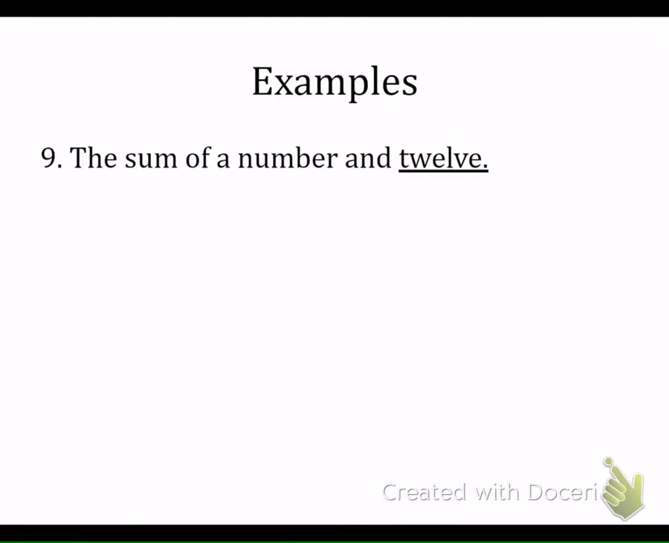So here is number 9. Example 9 for today, the sum of a number and 12. So a number, in algebra, when we don't know what that number is, we use a variable. The most common variable is x or n. If you want to use the first letter of your first name, you can do that. However you want to do it, but pick a letter that represents an unknown number.